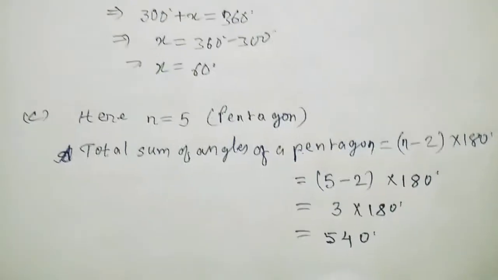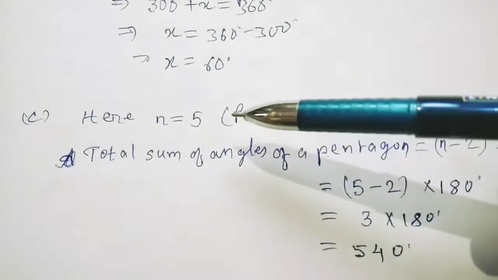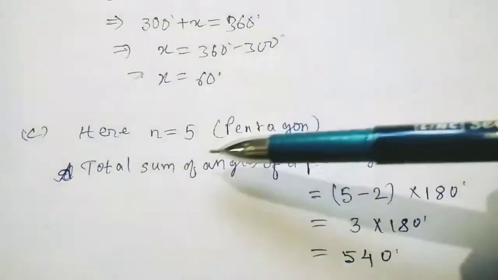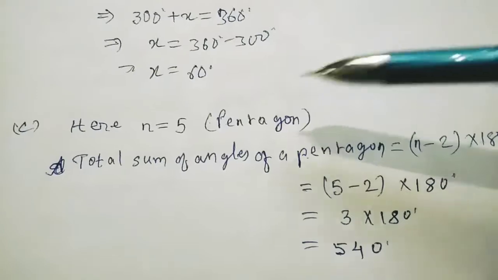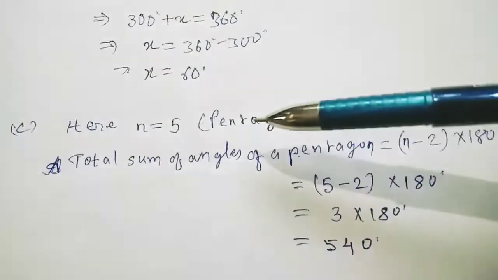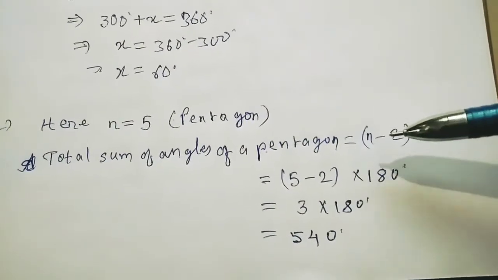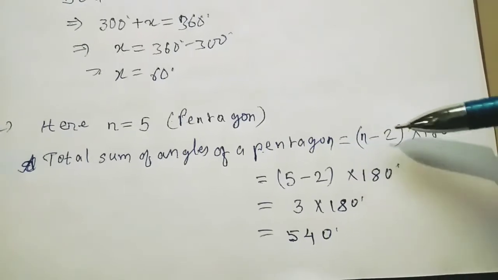Okay. So students, here you can see C number question. Here n equal to 5. That means what? It is a pentagon figure. Now what is the total angle of the pentagon? So total sum of angles of a pentagon is what? You have to apply this formula again. That's why I said this formula is very important.